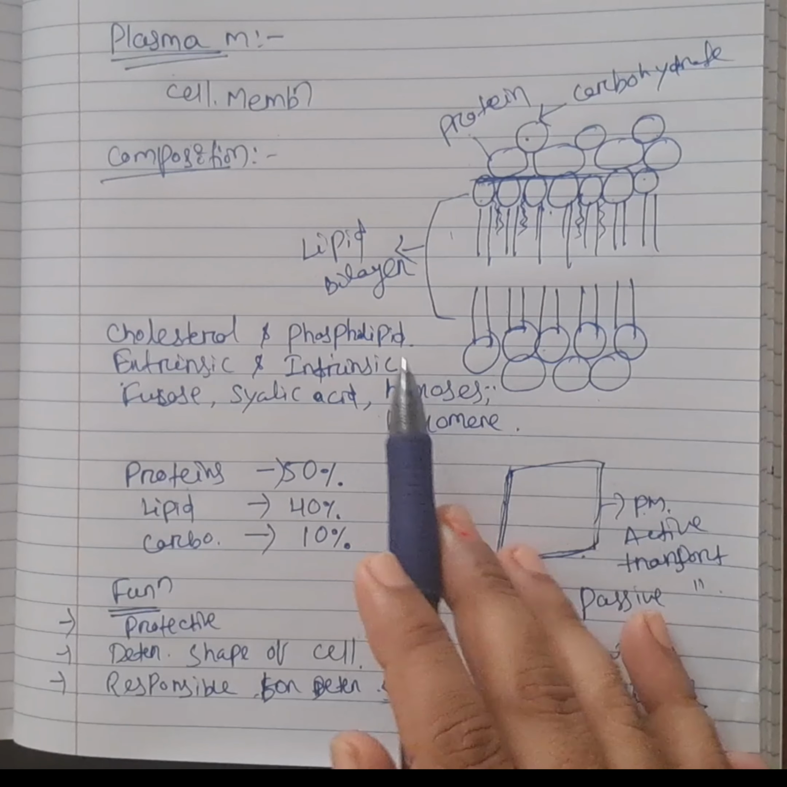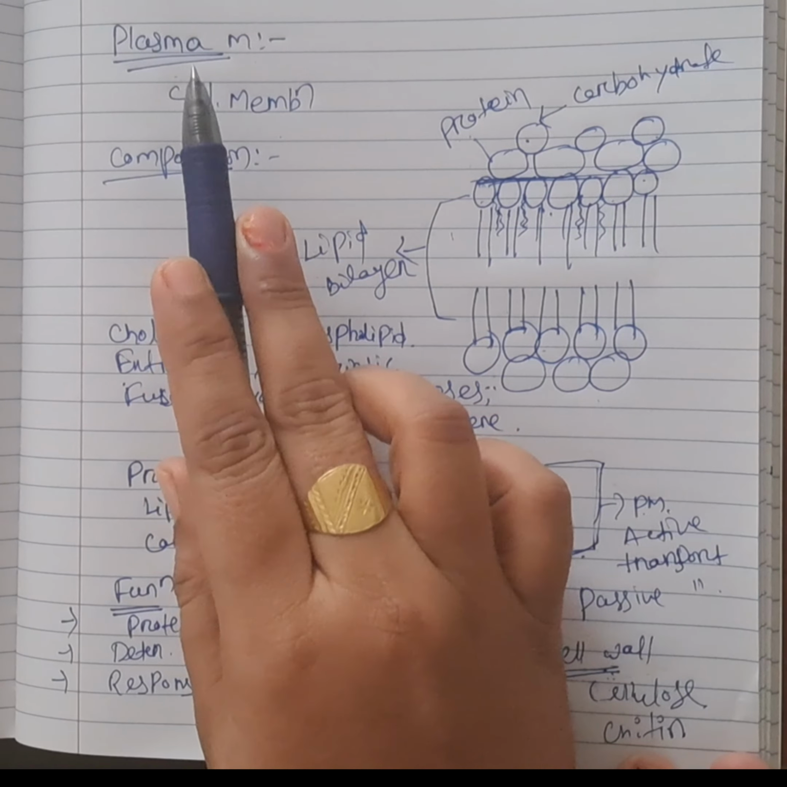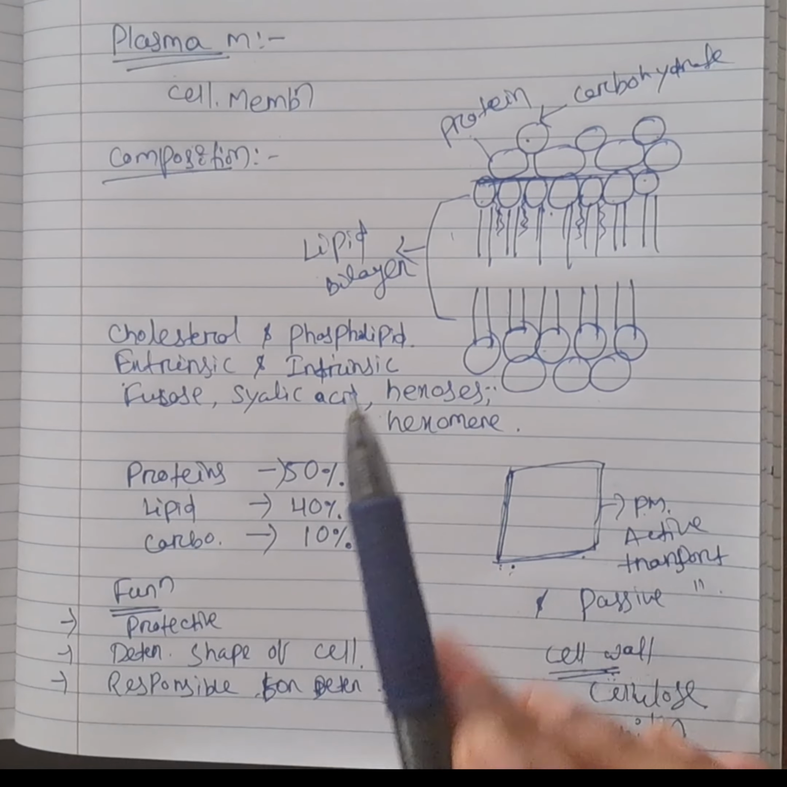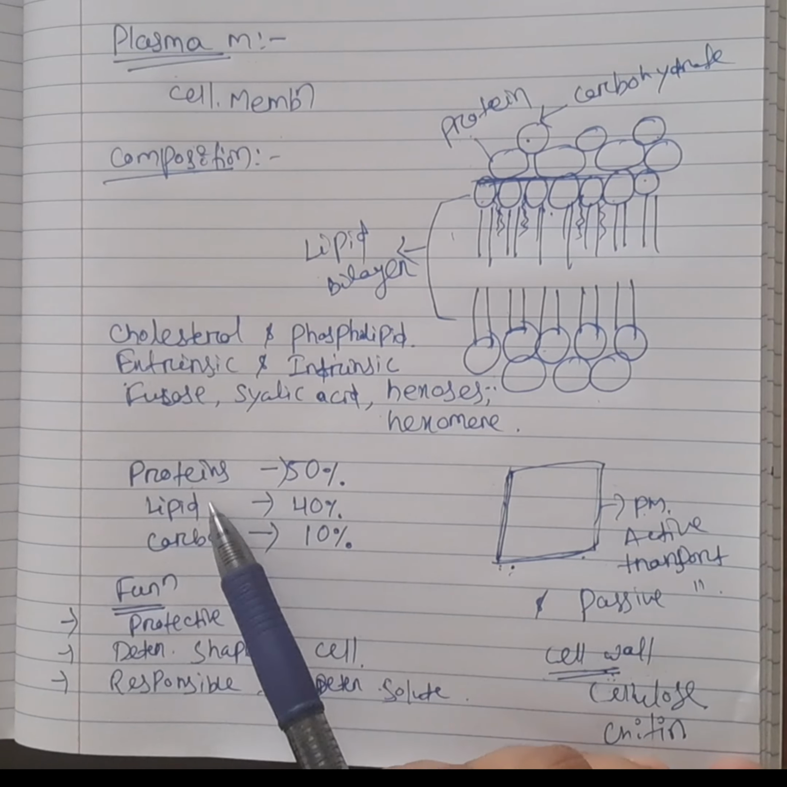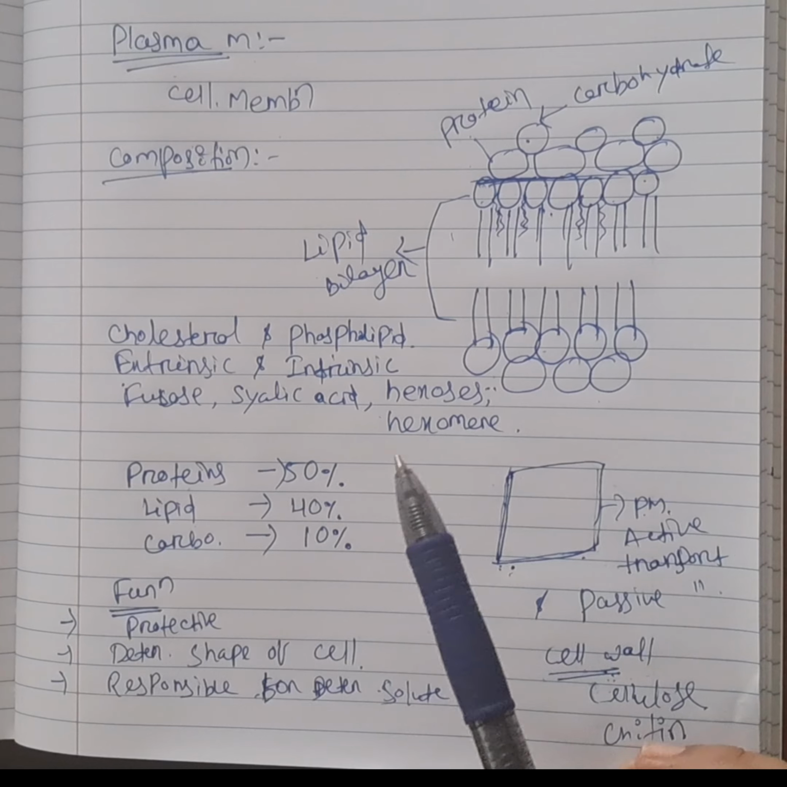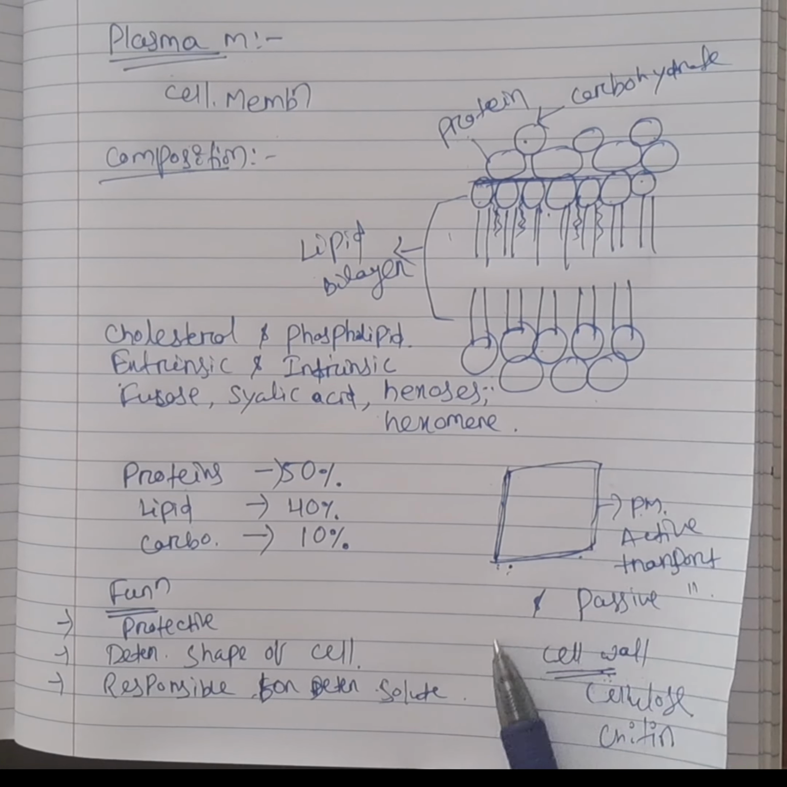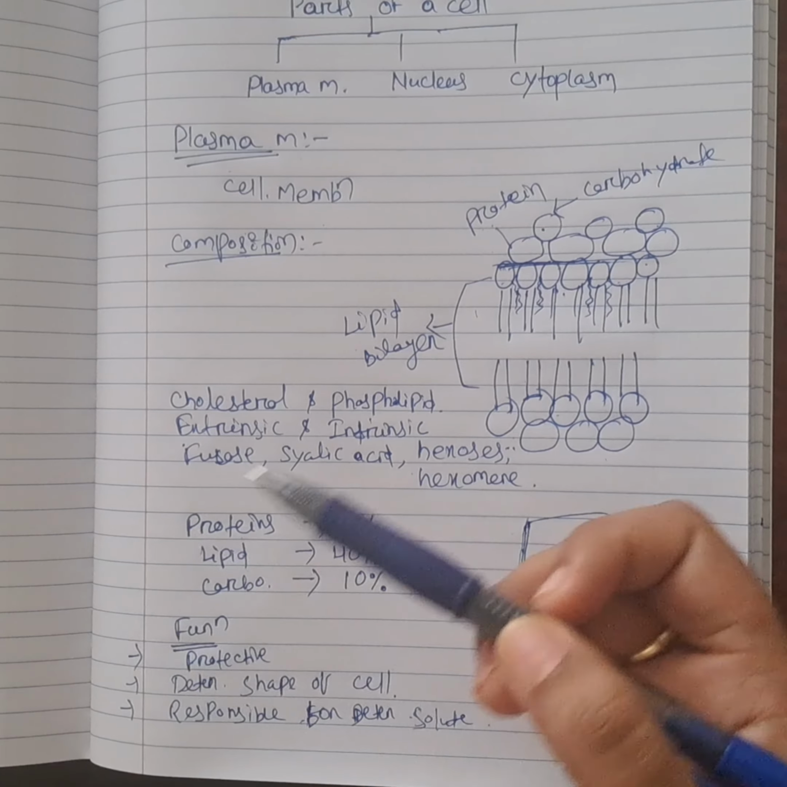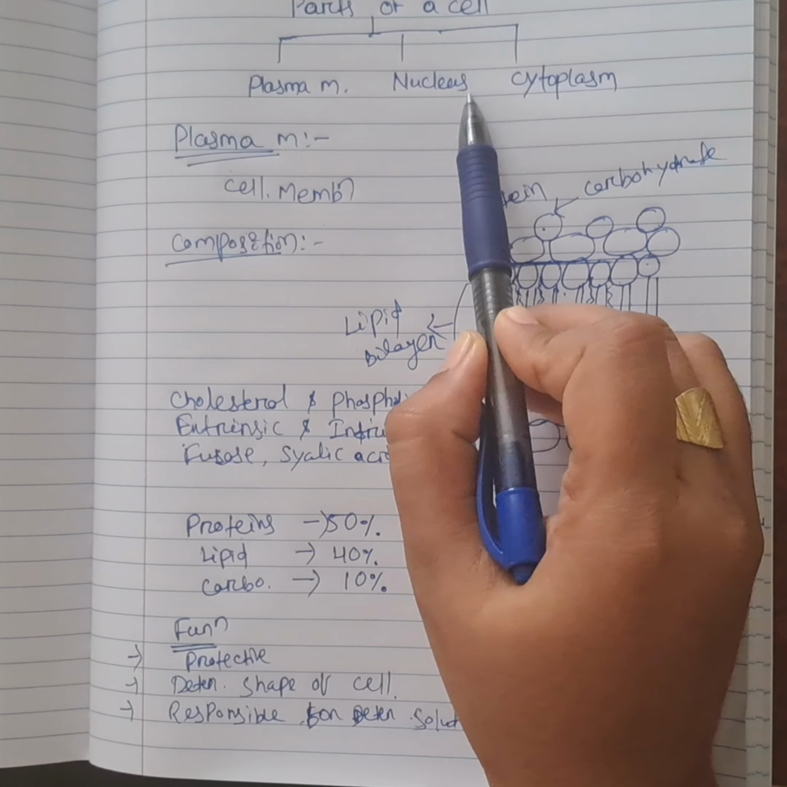Let's summarize everything. The plasma membrane is the outer covering layer and it is a flexible and selectively permeable membrane, and it is made up of proteins, lipids and carbohydrates. In some other organisms, it is covered with a cell wall. So this is all about the plasma membrane. Let's move on to the second part, that is nucleus.